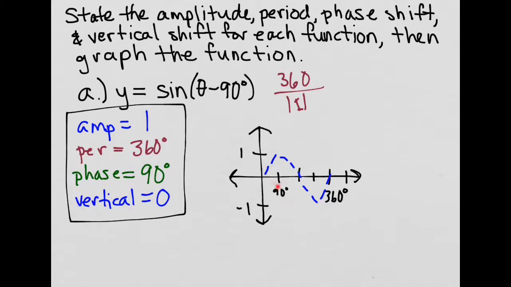So this point will shift 90 degrees to the right, so that'll come right here, and then the height will come here, and then the midline will go there, and then we go down here, and then up here. And that's going to continue forever and ever. So the red line is our actual sine graph. Alright, let's do another one.